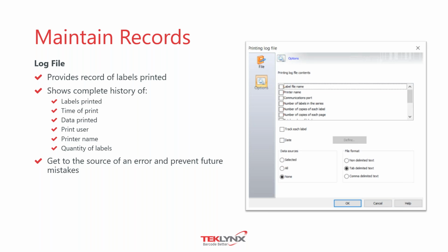Another very helpful feature for the traceability is going to be log files. It's how you can audit what has been printed. So it's a very simple text file or a CSV file. The choice is yours. You can show a complete history of the labels printed, time of print. There's a number of options, and we'll take a look at those in that live demonstration.